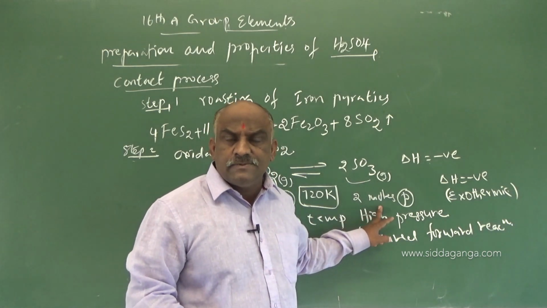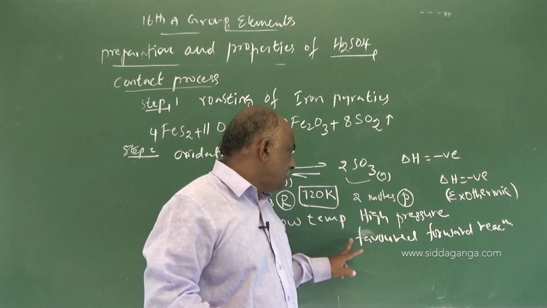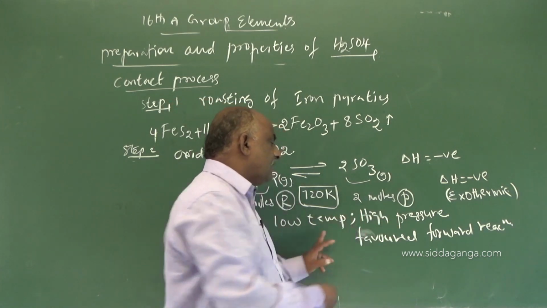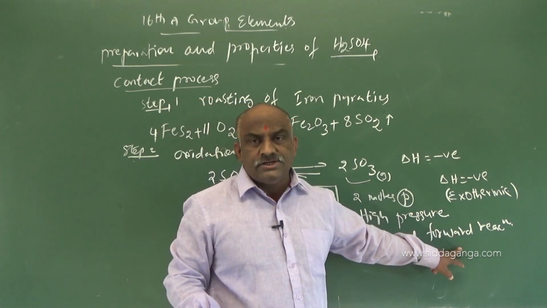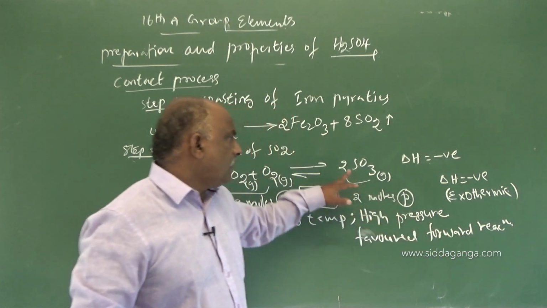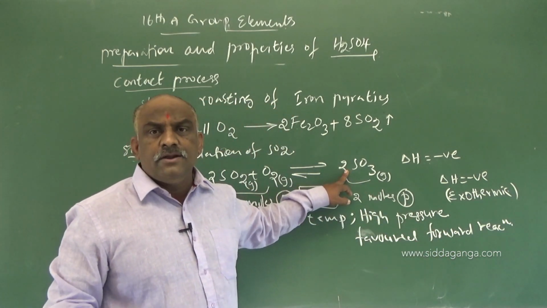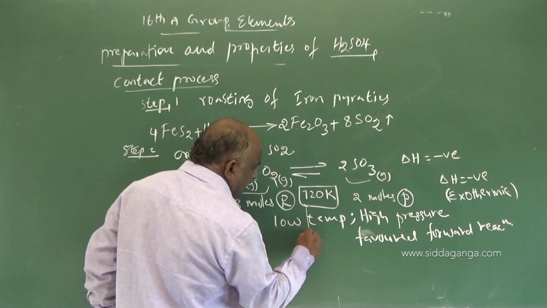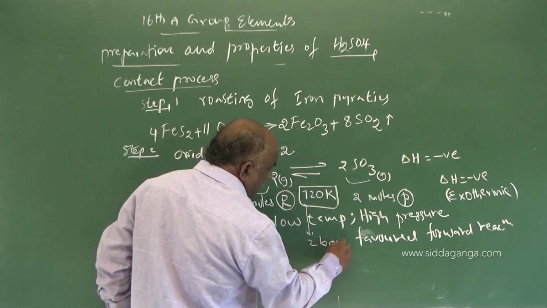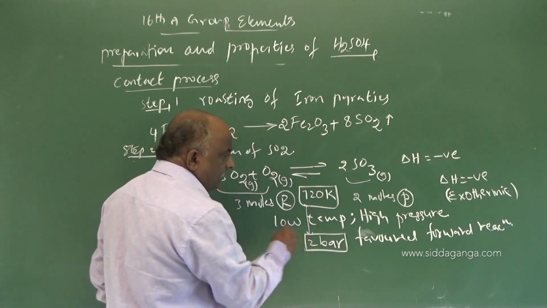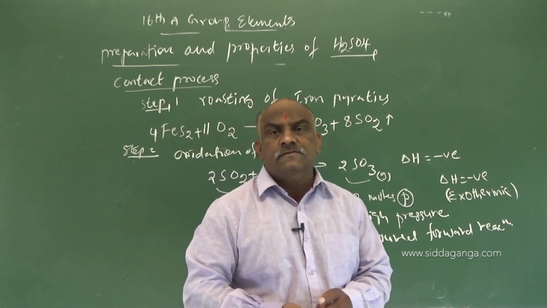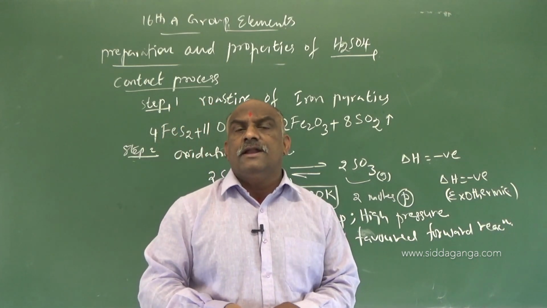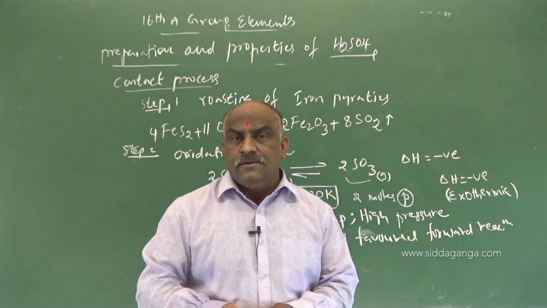According to Le Chatelier's principle, low temperature and high pressure favor the forward reaction. High pressure, because the number of product molecules is smaller. The high pressure we require is 2 bar. So make a note, my dear students, this step is very important: formation of sulfur trioxide from sulfur dioxide.